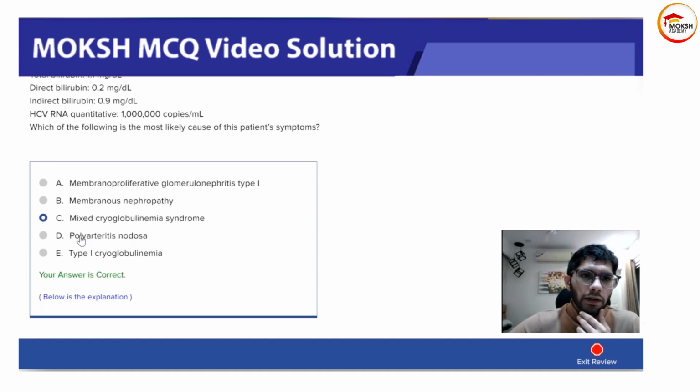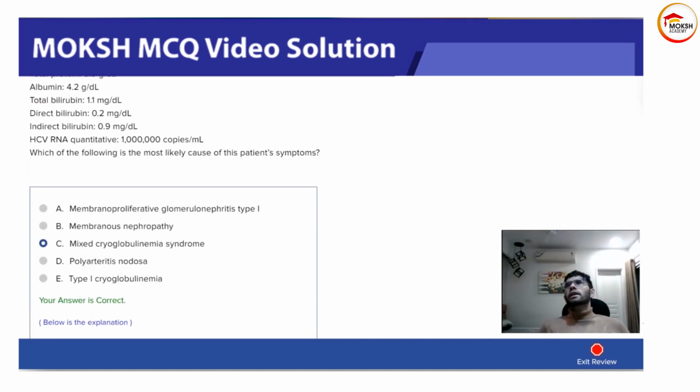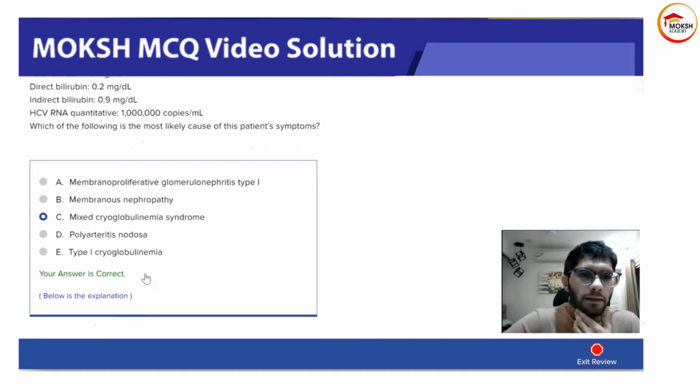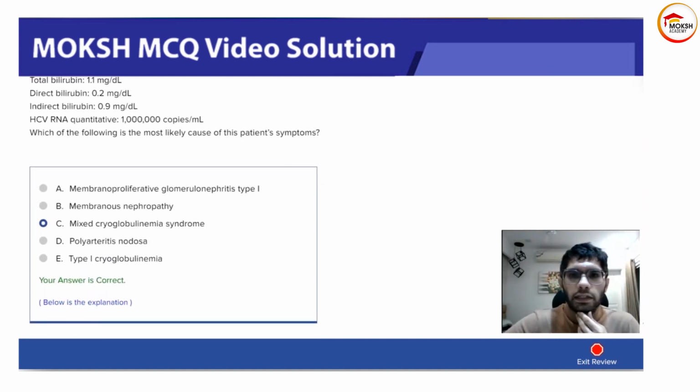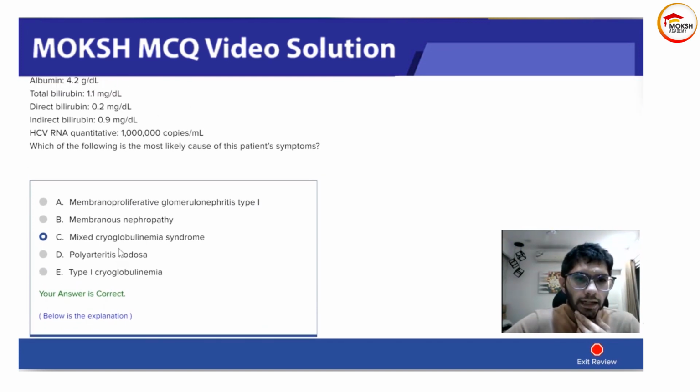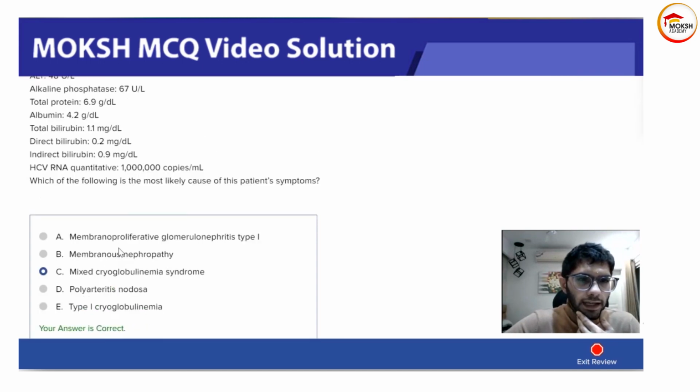polyarteritis nodosa. In polyarteritis nodosa, we would expect to have painful abdominal pains or melena or something like that, because this is a medium-sized vessel disorder, whereas mixed cryoglobulinemia is a small vessel disorder. And type 1 cryoglobulinemia is something that is intrinsic, so it is not associated with hepatitis B or C. So we'll not see that. So mixed cryoglobulinemia is the answer over here.